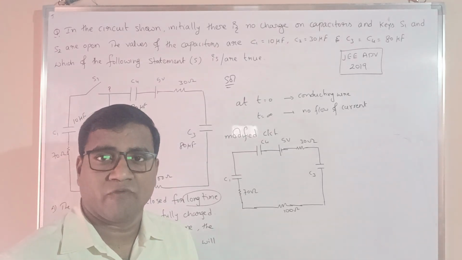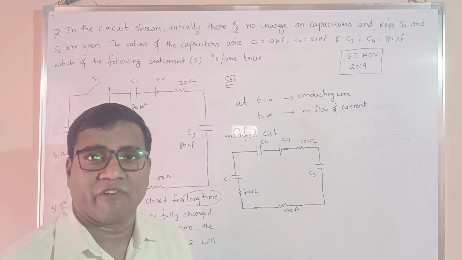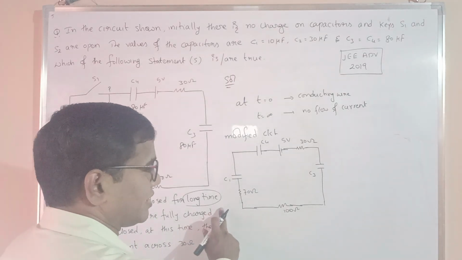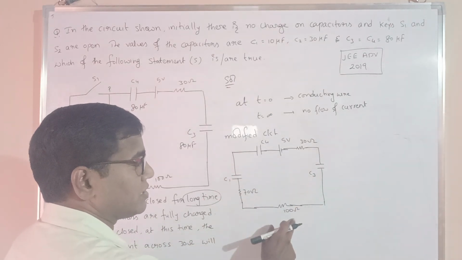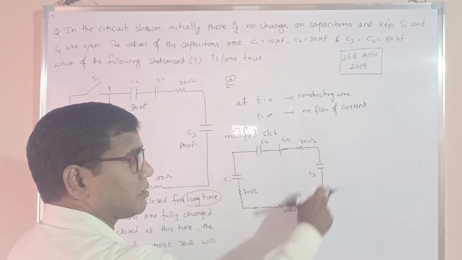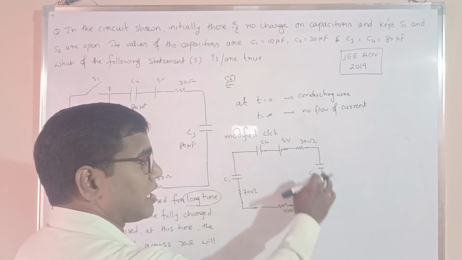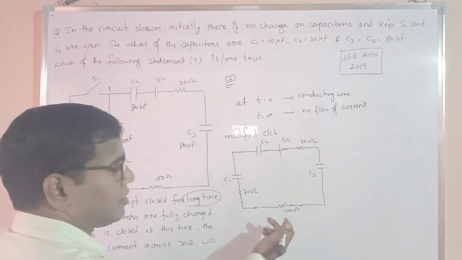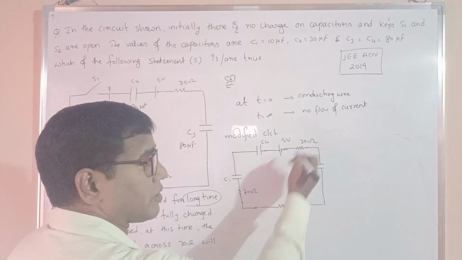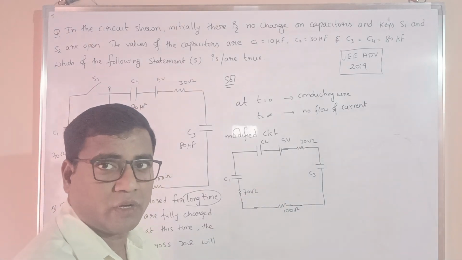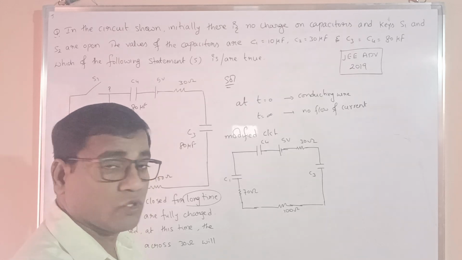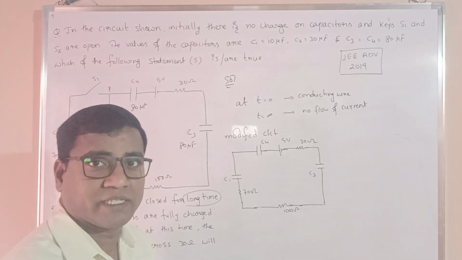When the capacitors are fully charged, there will be no flow of current in the circuit having capacitors. Current will not flow in the circuit. If there is no flow of current, then the resistances also will not matter, because they do not draw any potential. There is no current, so V equals IR, and V is also 0.